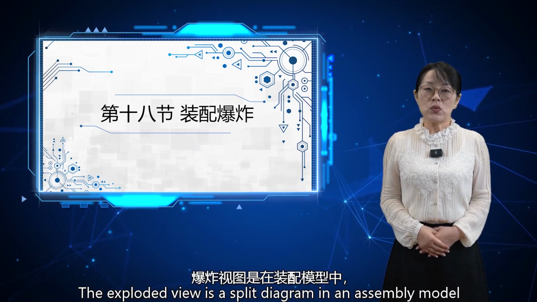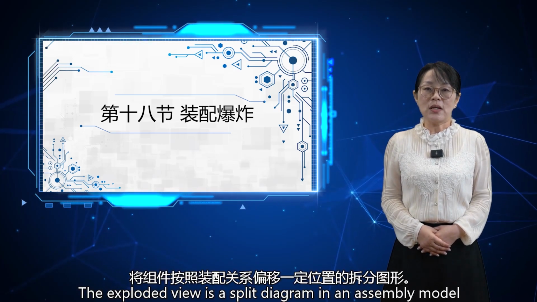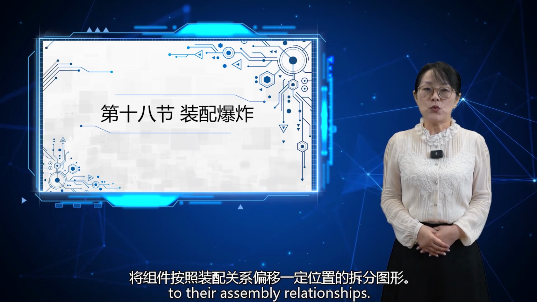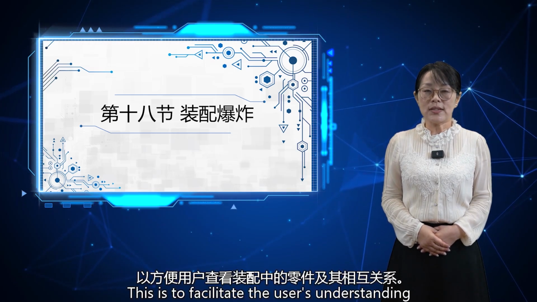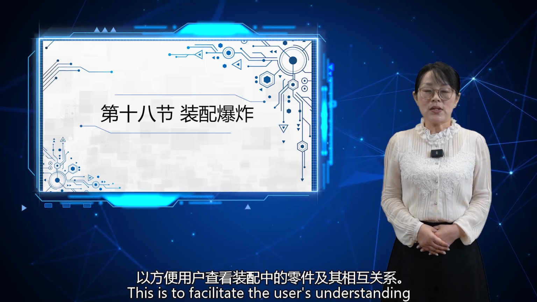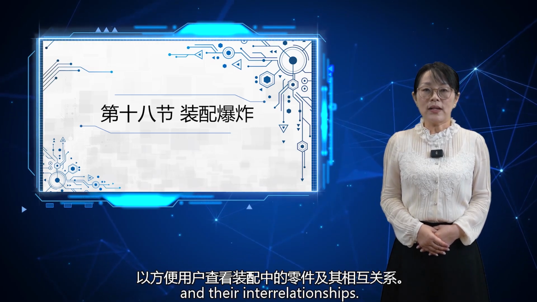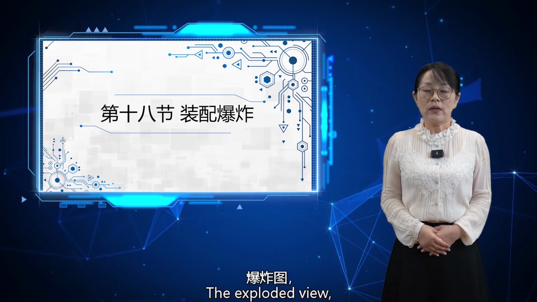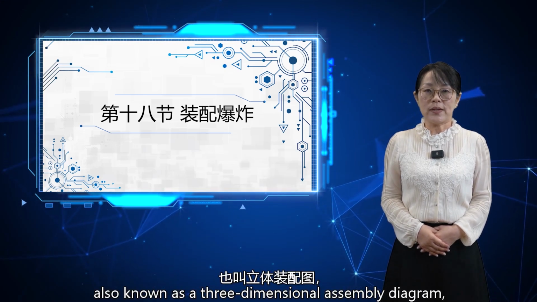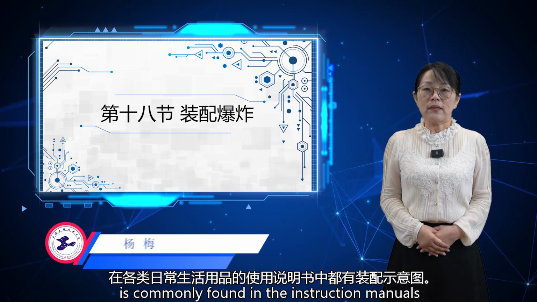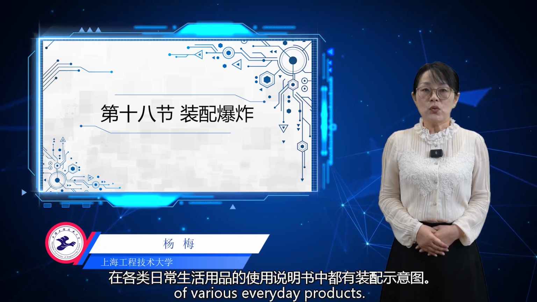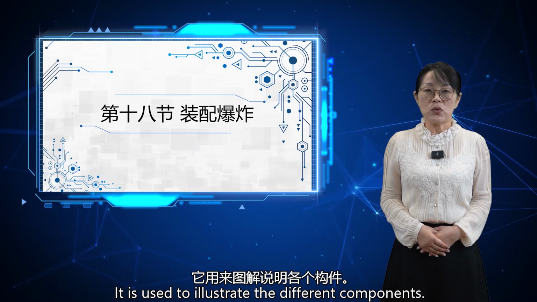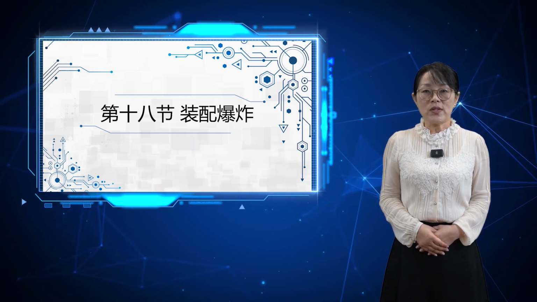The exploded view is a split diagram in an assembly model where components are offset according to their assembly relationships. This is to facilitate the user's understanding of the parts in the assembly and their interrelationships. The exploded view, also known as a three-dimensional assembly diagram, is commonly found in the structure manuals of various everyday products. It is used to illustrate the different components.